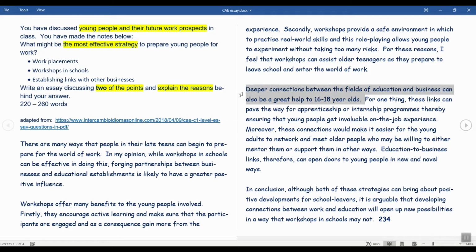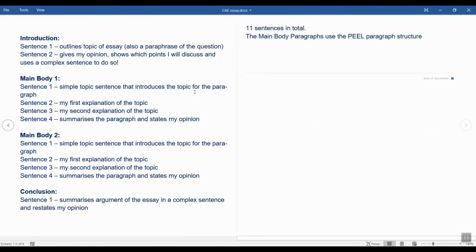Let's look at this paragraph. There's my topic sentence. It's not a very difficult sentence. It's literally just to tell the reader what to expect. That's my first explanation, or my first idea. That's my second idea there. And the final sentence is like a little summary, a little conclusion to this paragraph. So these PEEL structures are really, really great. You can use them in all kinds of different writings, and they really help make sure that your ideas are clear and logical.